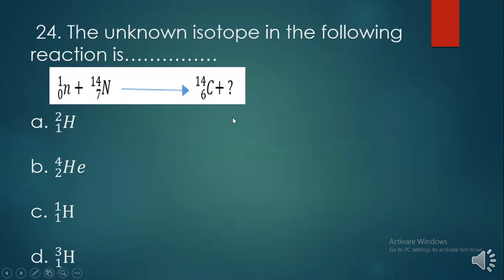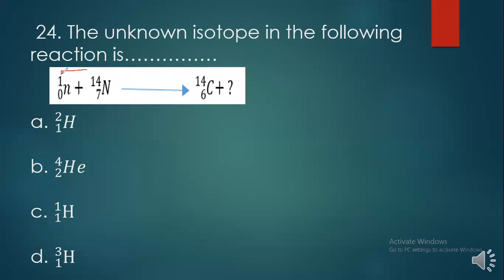Next, the unknown isotope in the following reaction would be, right? Now, in this reaction, there is a very famous rule that you have to follow when you go through nuclear reactions, which is that the total sum of the atomic number at the bottom on the right side should be equal to the total sum on the left side, and the total sum of the mass number on the right should be the same as on the left.